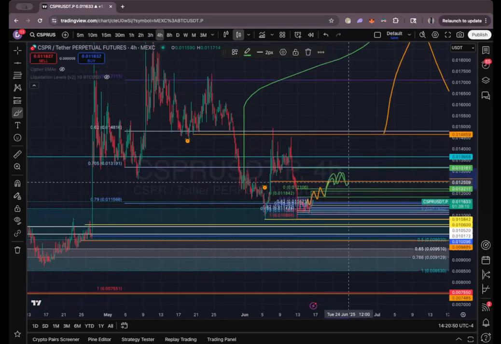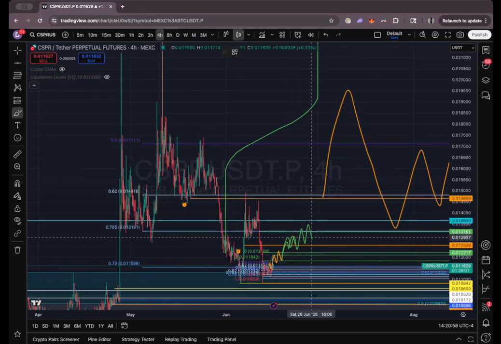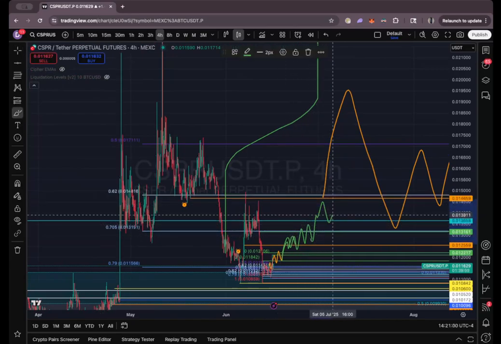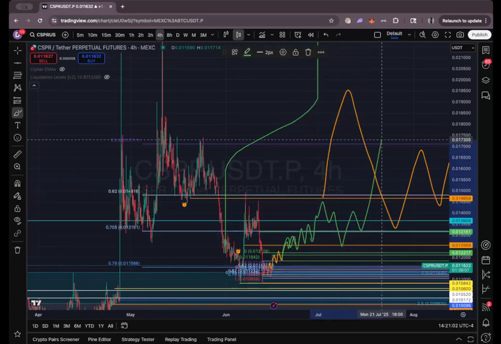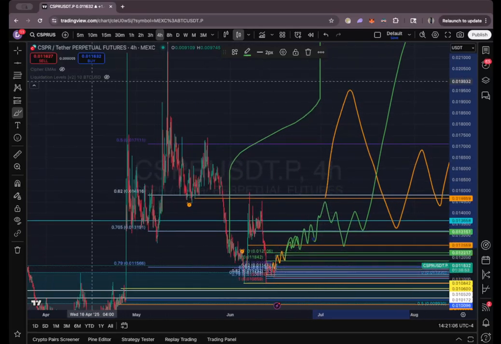this is going to chop up. It's going to look like choppy PA, but we're actually going to be building into higher time frame ranges. And what's going to happen is it's going to chop up, it's going to get choppy, it's going to deviate slightly, and then it's going to pop really, really fast. So I expect kind of something like green to play out.